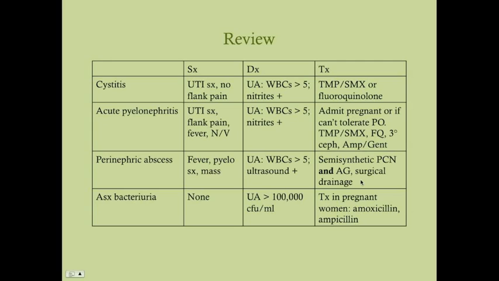Bacteriuria, asymptomatic bacteriuria, of course there's no symptoms. The diagnosis is with urinalysis, and it's greater than 100,000 colony-forming units per milliliter. The only population that you're going to be treating in on the USMLE is going to be pregnant women, and we treat them primarily with either amoxicillin or ampicillin or nitrofurantoin. And that is it.